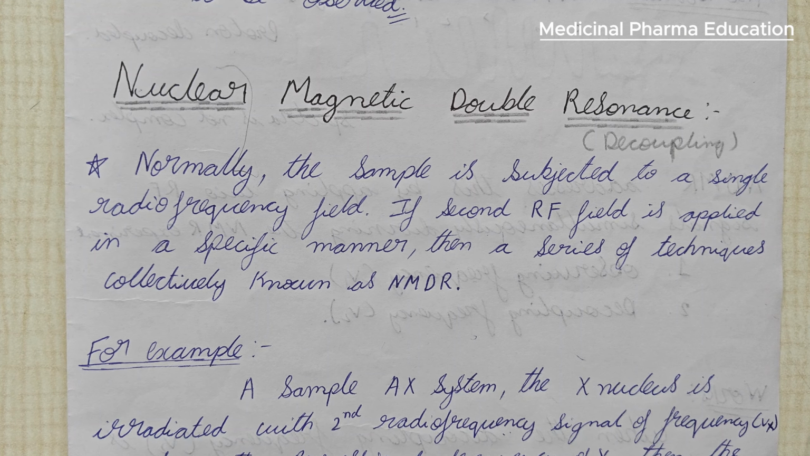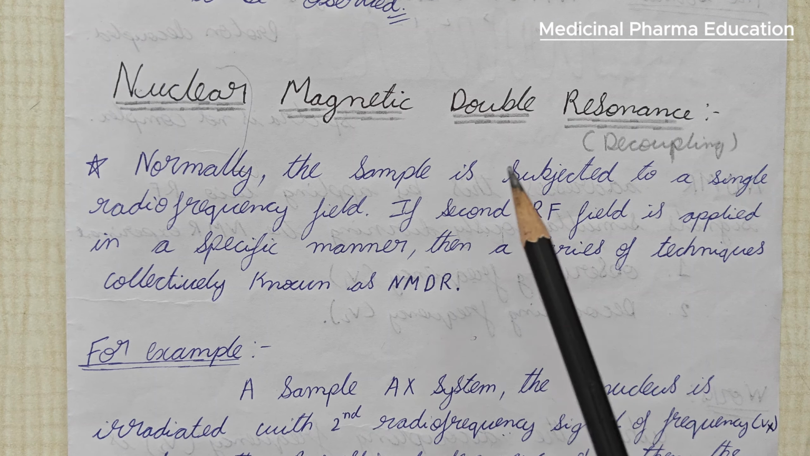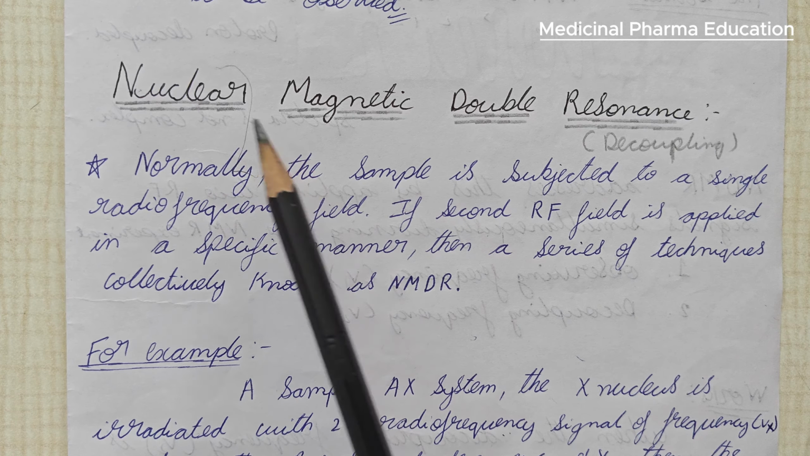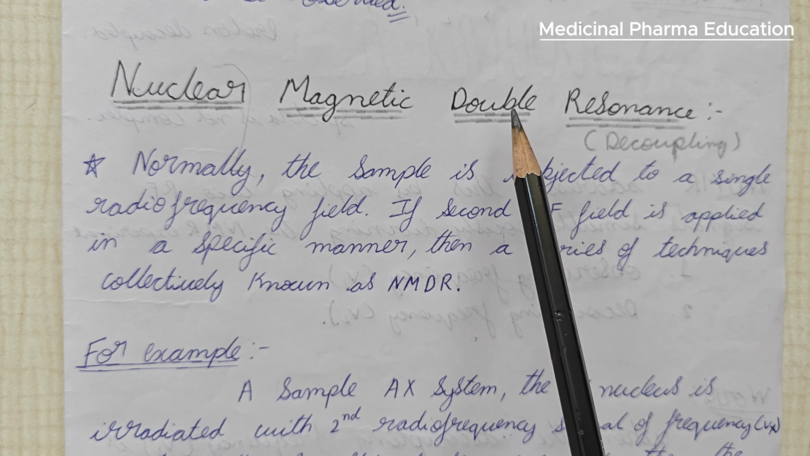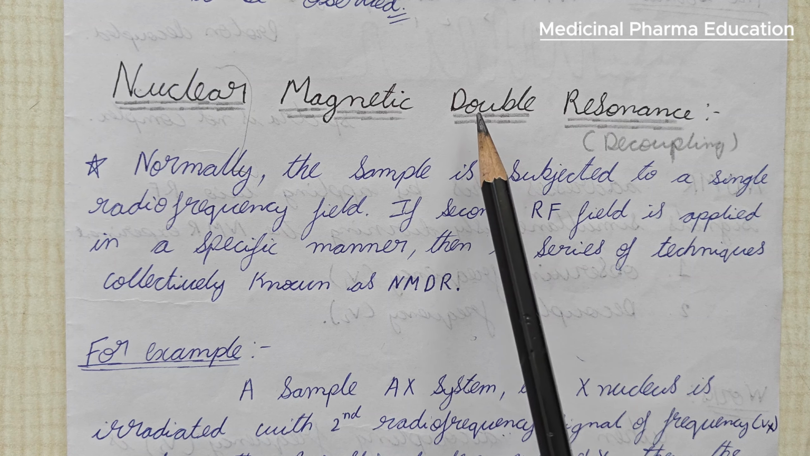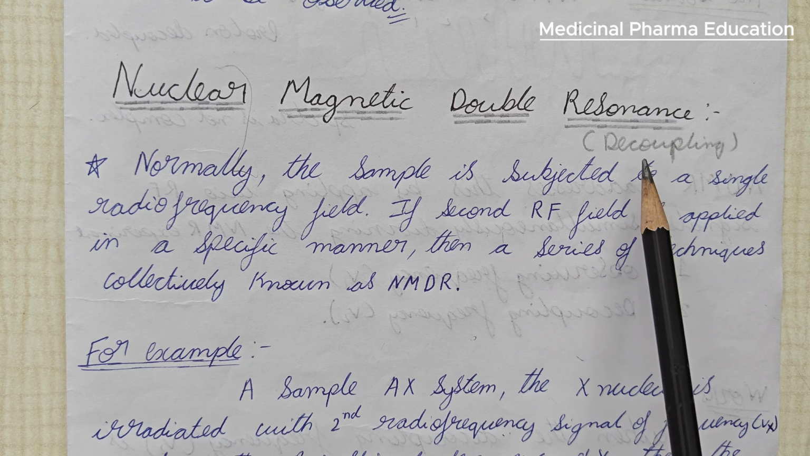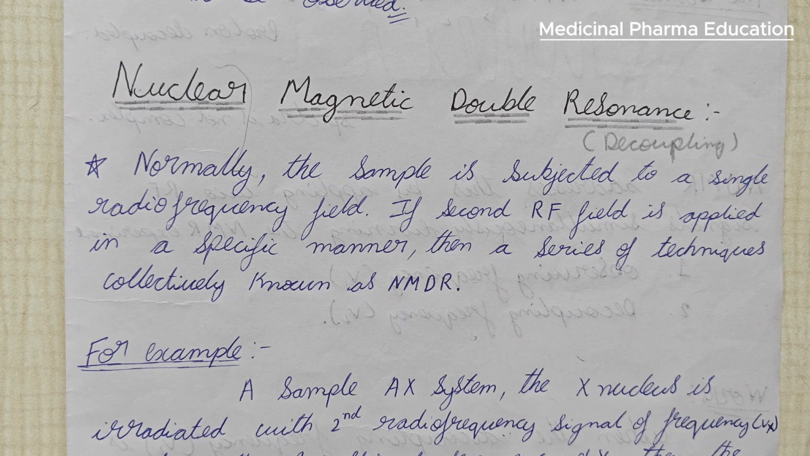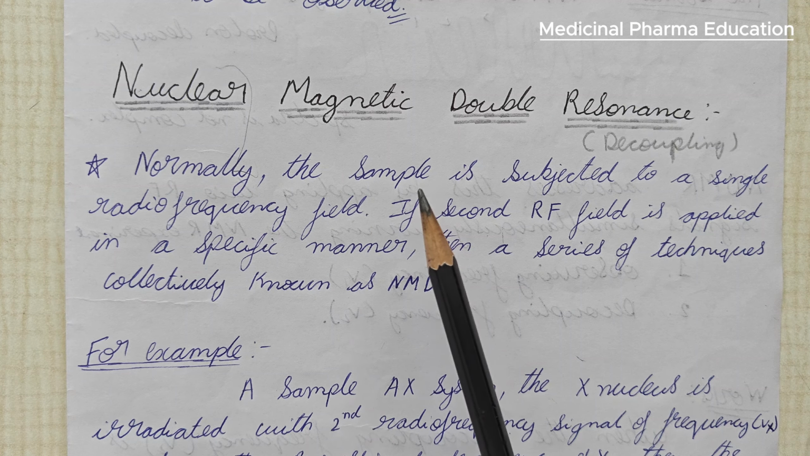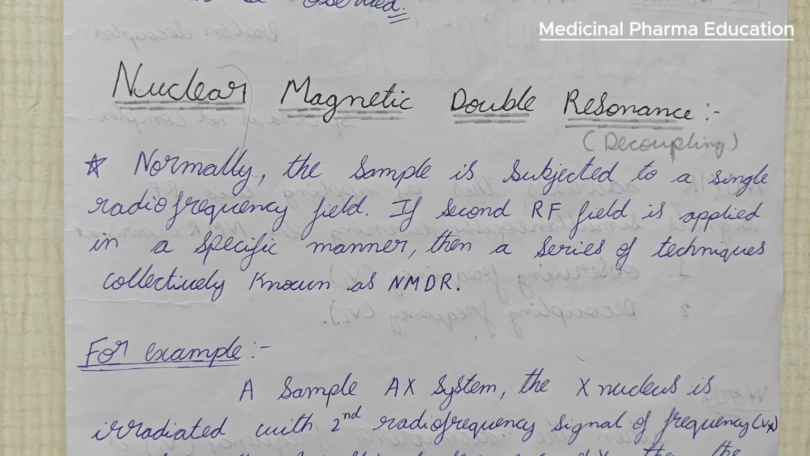Okay, nuclear magnetic double resonance. What do you understand by nuclear magnetic double resonance? Here there is a nucleus, there is a magnet, and the process is taking place twice, double, and there is a process called resonance, and it is also called decoupling. Okay, normally the sample, let's continue with the definition.